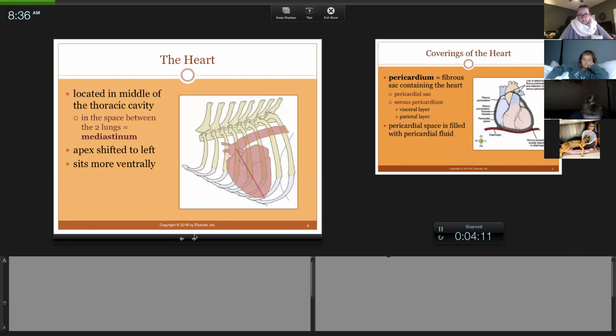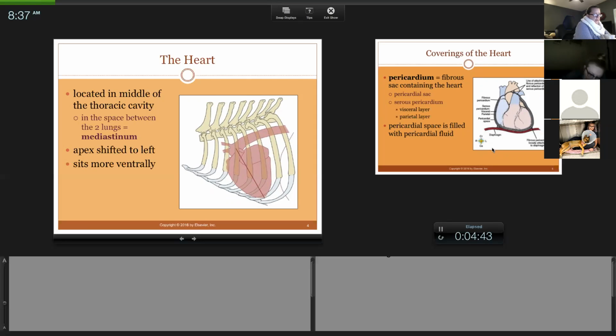Now, when we look at a heart, where it is in the thoracic cavity, if we look at the ribs, it's about in the middle, but it's a little more cranial, okay? It's really between ribs. I want you to write on here, the heart is between ribs 4 and 7, approximately. And it points.